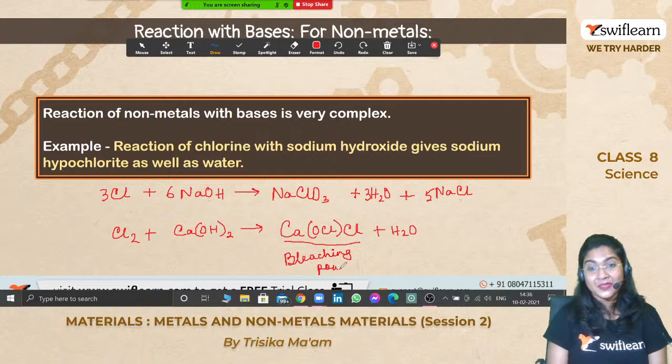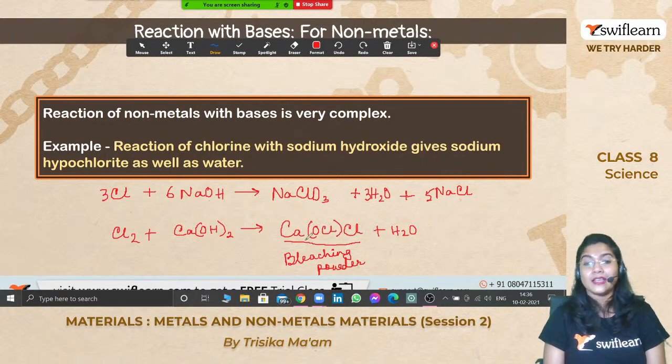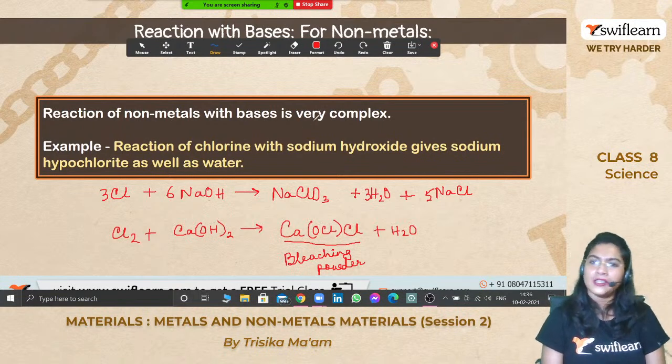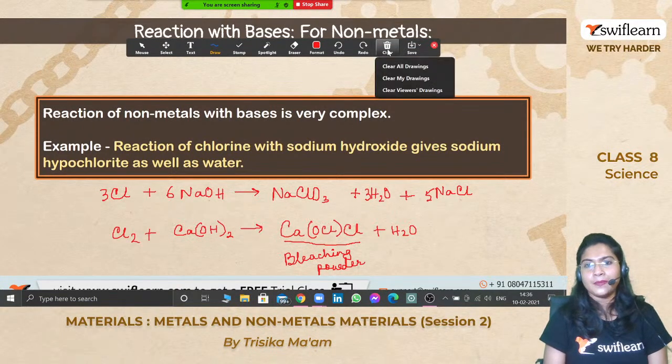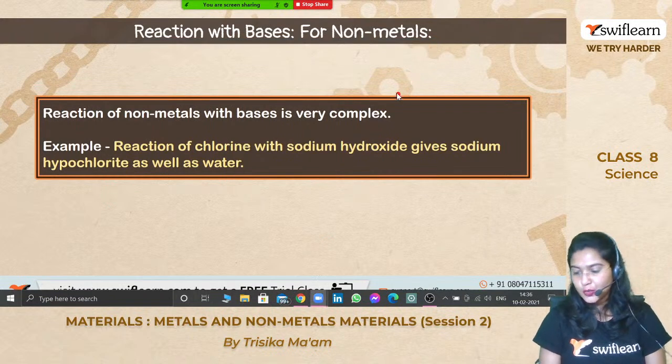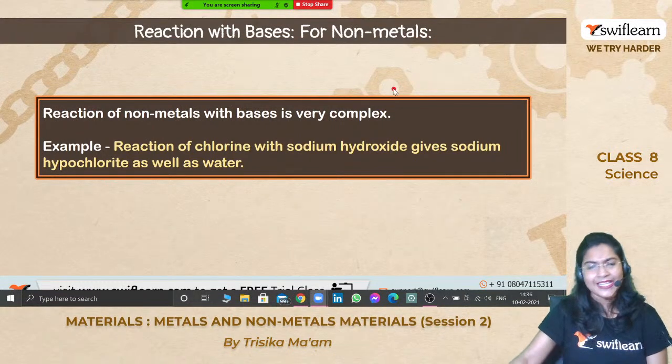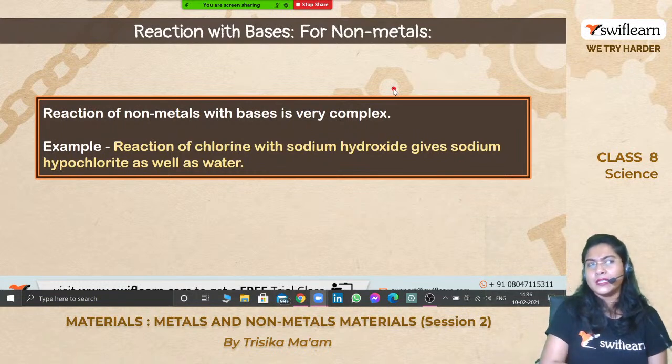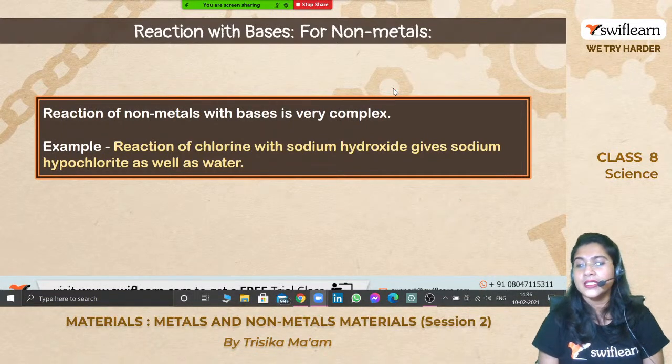We use bleaching powder for many purposes, as a disinfectant, right? So this is also another example of how chlorine reacts with a base. This is how the other non-metals also react with bases, but they are a bit complex. Clear up to this much? So if you get any question on how acids react with metals and non-metals, and how bases react with metals and non-metals, now it is totally clear to you, I guess.